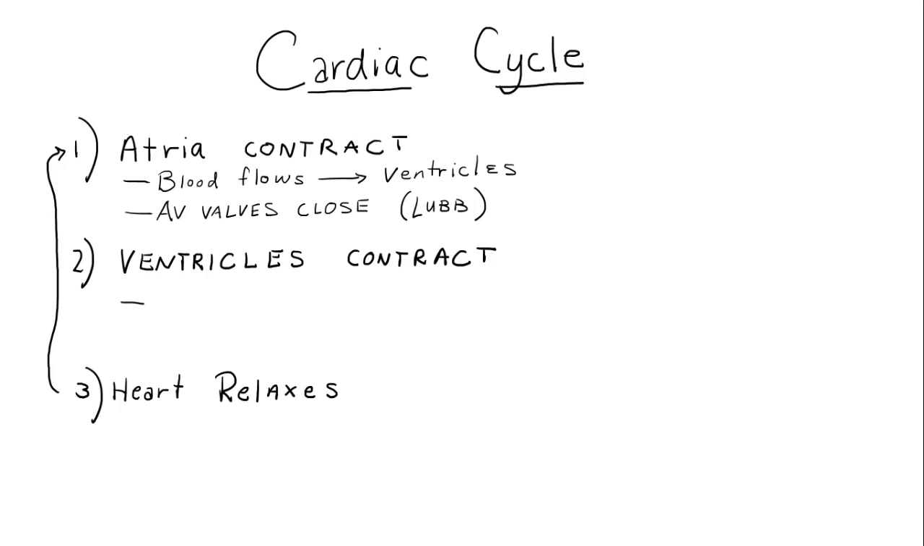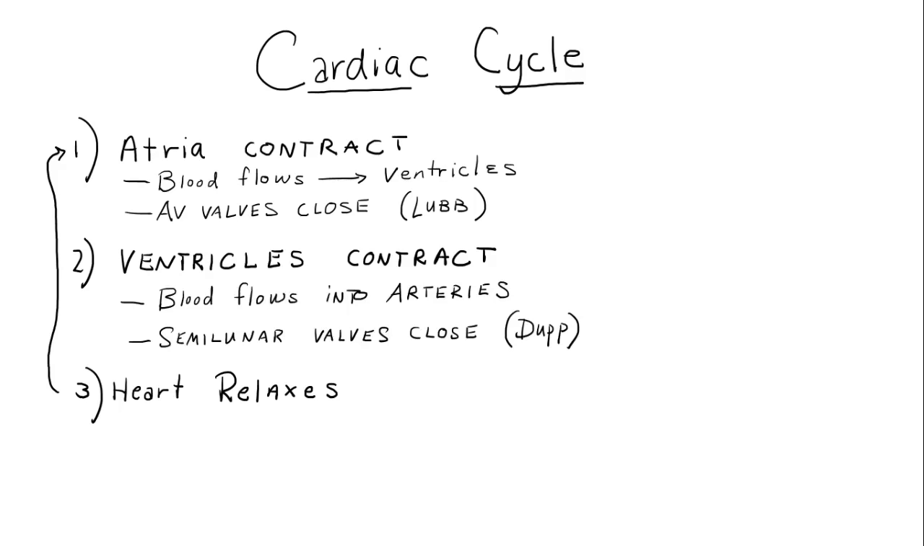Well, the lub is the AV valves closing, and the dup is the semilunar valves closing, but they haven't closed yet. So when the ventricles contract, the blood is going to flow into the arteries. It's going to go up into the pulmonary trunk to the pulmonary arteries to the lungs, or it's going to go from the left ventricle to the aorta to the rest of the body. Then when the blood flows into the arteries, the semilunar valves will close, and that's going to create the dup sound. Lub-dup, lub-dup. And then the heart is going to relax.